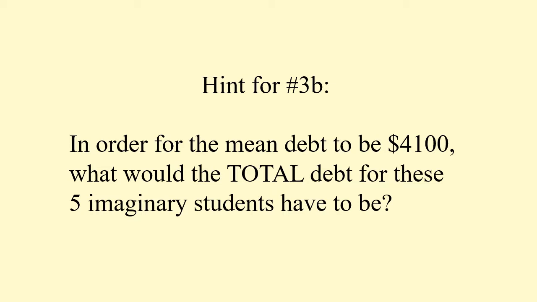And my hint here is, in order for that mean of those values you make up to be $4,100, what would the total debt for these 5 imaginary students have to be? So if you added everybody's debt together, what would it have to be in order to give you a mean of $4,100? And you can look back to 3A and those calculations you did to get a hint for that.